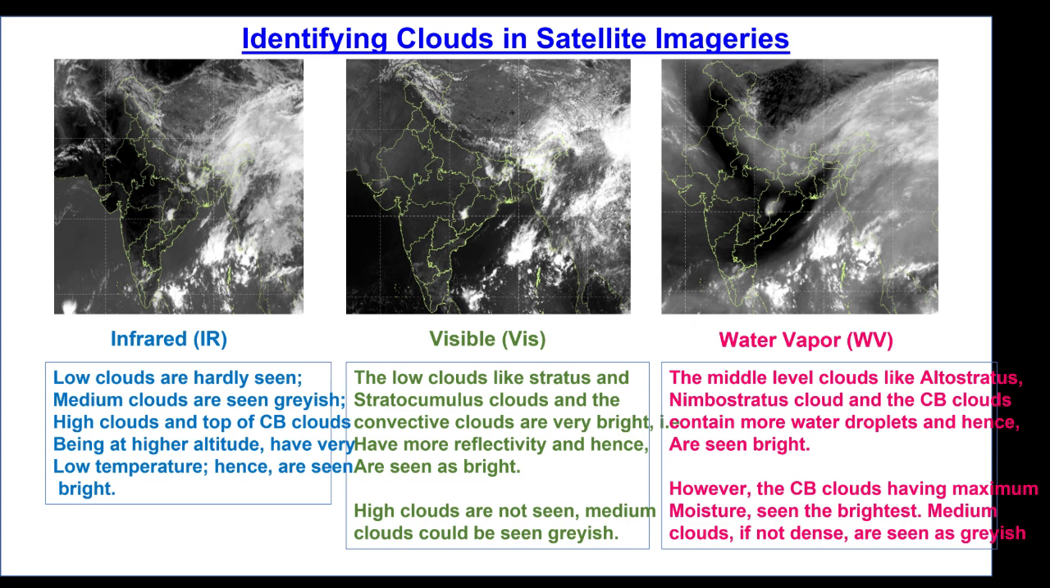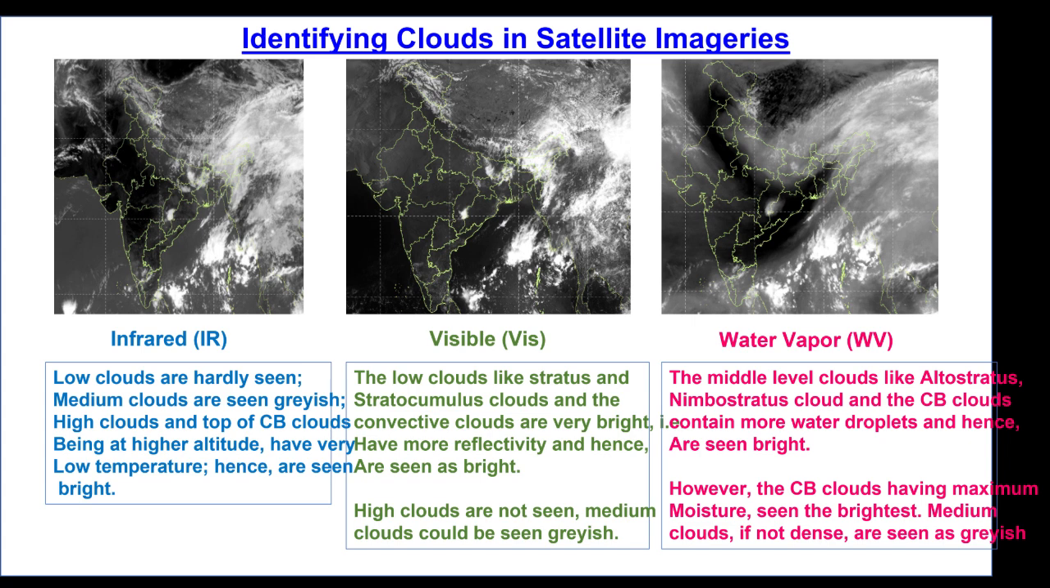Ladies and gentlemen, boys and girls, and my dear friends, now I'll discuss the topic in the other way around. Coming to the infrared imageries, in infrared the low clouds are hardly seen. Why? Because the low clouds are very close to the ground, up to about 7,000 feet from the ground level, so their temperatures are not much lower. It's very close to the surface temperature, and hence these clouds are not sensed by the satellite sensor.